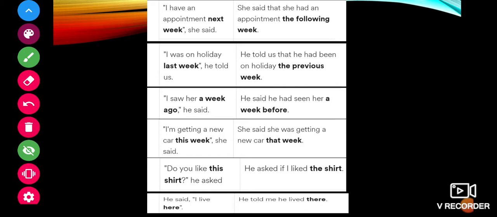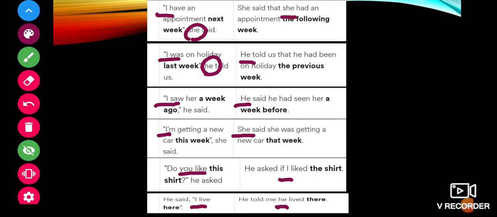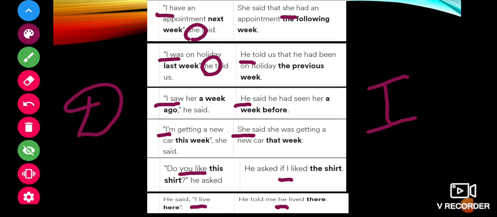Also note, in all these sentences, that the pronouns have changed. Here I has become she. Here I has become he, because the first sentence was referring to she and the second sentence was referring to he. Also note the change in pronouns in all these sentences. So the pronouns also change from direct speech to indirect speech. They change according to the pronouns given in the direct speech.